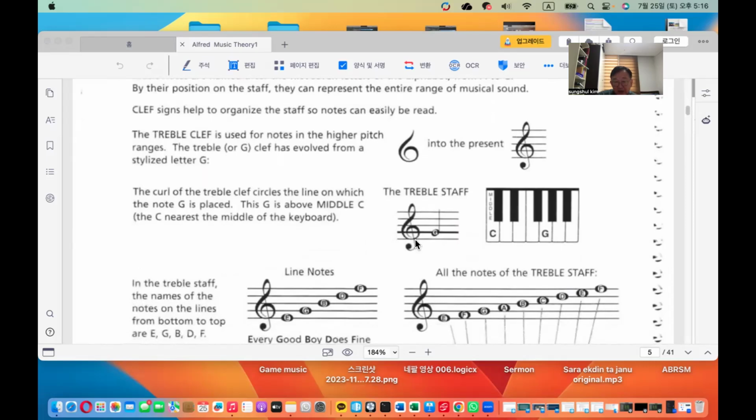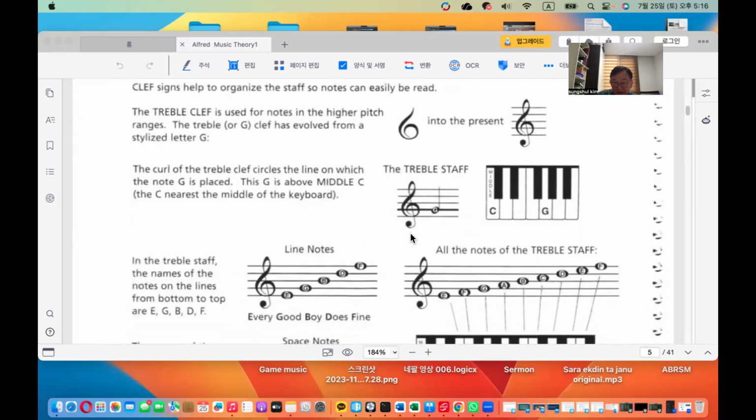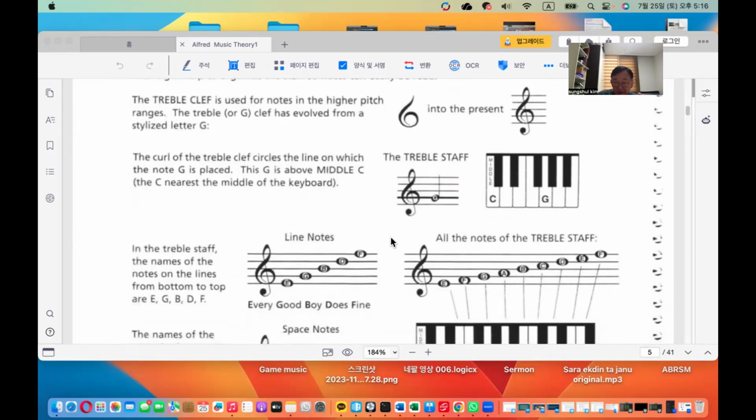Okay, now here. If you look at the treble clef right here, and then you already learned about line 1, line 2, line 3, line 4, line 5. Everyone has a name. Your friends, your brother and sister have different names. You need to know music note names. How to remember?